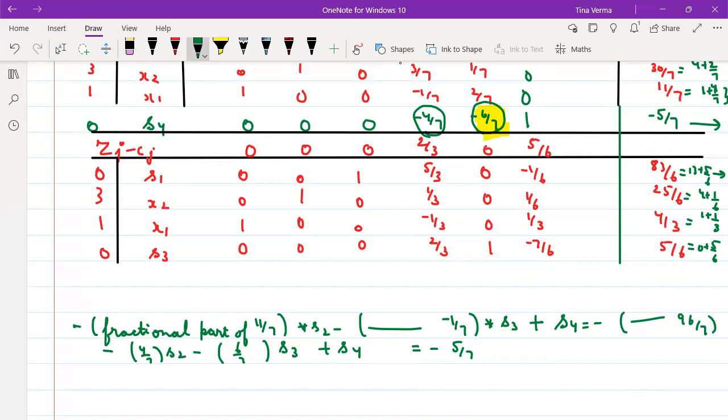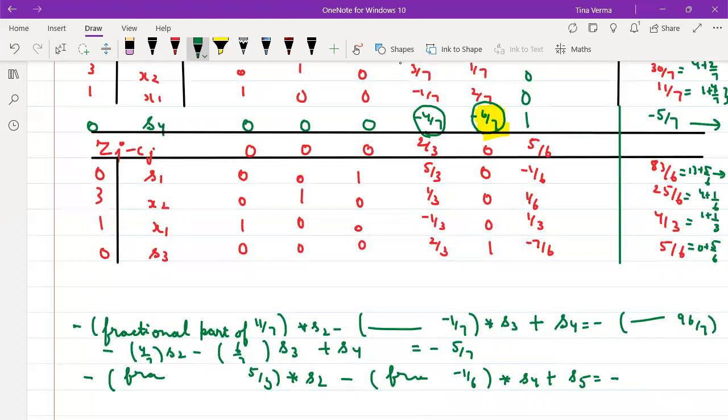So, whichever one. Minus fractional part of what? Fractional part of 5/3 into which variable is it? x1, x2, s1 into your s2, minus fractional part of your minus 1 by 6 into your last variable, which is your s4, plus you will add a new variable s5, and that will be minus fractional part of your 83 by 6. So this constraint will be your minus 2 by 3 s2 minus 5 by 6 into s4 plus s5. This is minus 5 by 6.